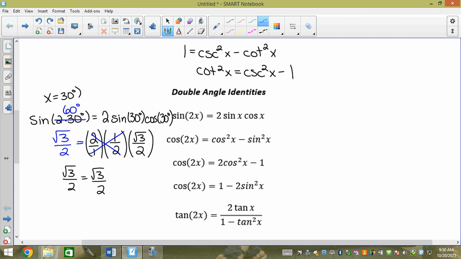So it's just a formula that works. If I take sine of 60, it's going to equal 2 times sine of 30 cos of 30, and it's sine of 2 times 30. So it's that double angle identity. Does that make sense, how these are kind of working?